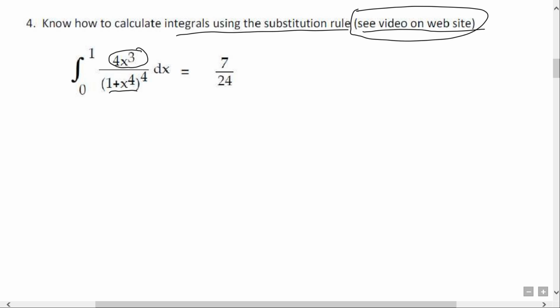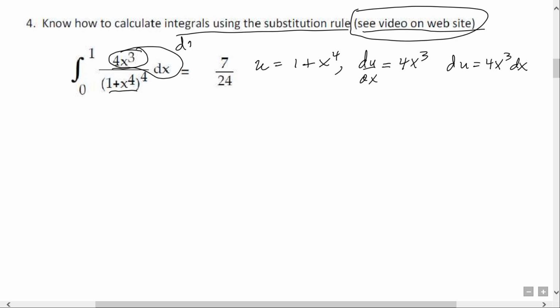So in this particular case, you would pick u equal 1 plus x to the fourth and write that du dx equal 4x cubed. So du is equal to 4x cubed dx. So as you can see, 4x cubed dx can be replaced by du, and the 1 plus x to the fourth is u, so the integral becomes du over u to the fourth.